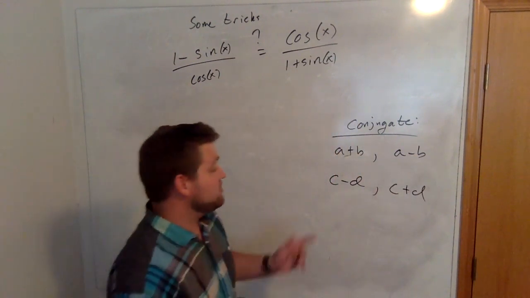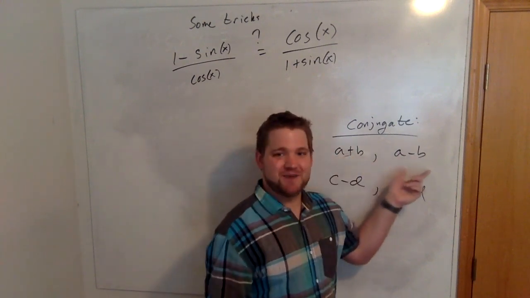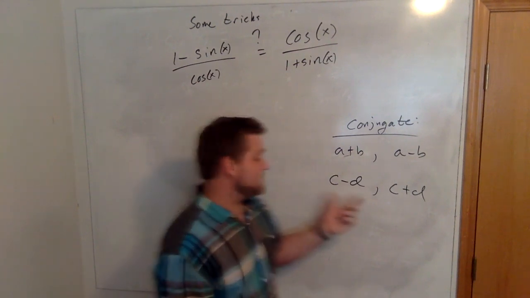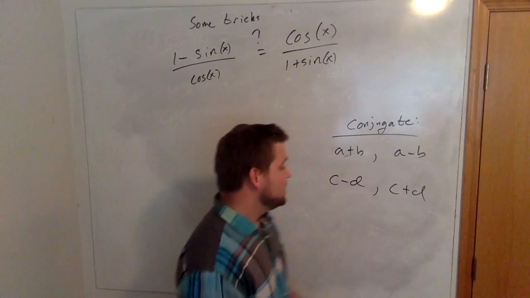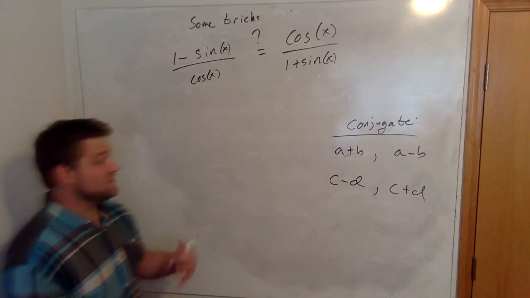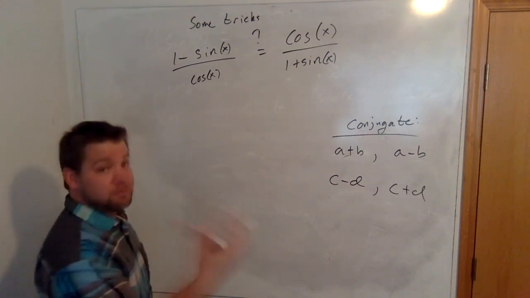So if you have an expression that has an addition sign, its conjugate would be the same expression with a minus sign. Or if you had something with a minus sign, its conjugate would be the same thing, just with a plus sign. And why are conjugates useful? Conjugates are useful because of the difference of squares pattern. They have a great relationship when you multiply something by its conjugate.